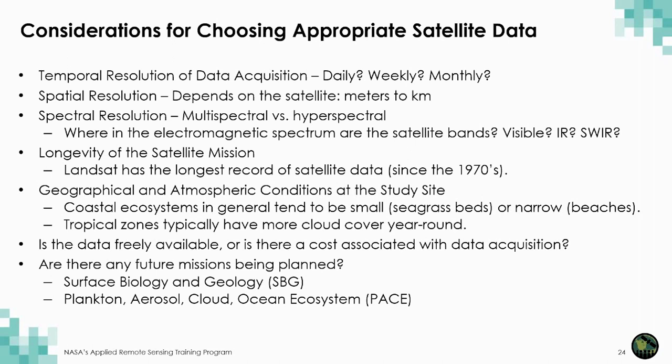Geographical and atmospheric corrections of the study site, as I mentioned: coastal ecosystems have all those different parameters that we saw on the previous slide. And in general, coastal ecosystems tend to be relatively small, like seagrass beds, or narrow, as in the case of beaches. In tropical zones, there might be more cloud cover year-round, so there are few images to work with. And also, is the data freely available, or are there any costs associated with data acquisition? Or even, are there any future missions being planned, such as, right now with NASA in particular, the Surface Biology and Geology, or SBG, and also the Plankton, Aerosol, Cloud, ocean Ecosystem, or PACE, which are two hyperspectral missions that I'm going to be talking about in a moment, and are also being planned to eventually launch.